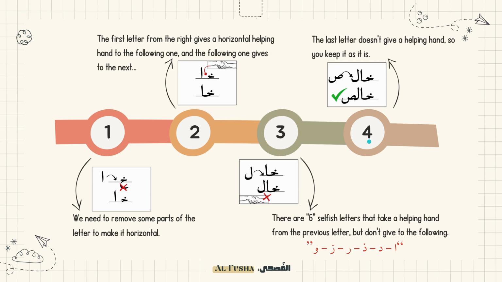Last rule is the last letter doesn't give a helping hand, so you keep it as it is. No need to give a helping hand. We only give a helping hand if we want to link letters together. So last letter, no need to link. There is nothing after, so no need to change anything about it. You just keep it as it is. You don't give a helping hand, so you don't cut anything. You keep it as its normal shape. So if it has something that goes below the horizontal line, no problem. If it has something that goes above, no problem as well. I hope that is clear.